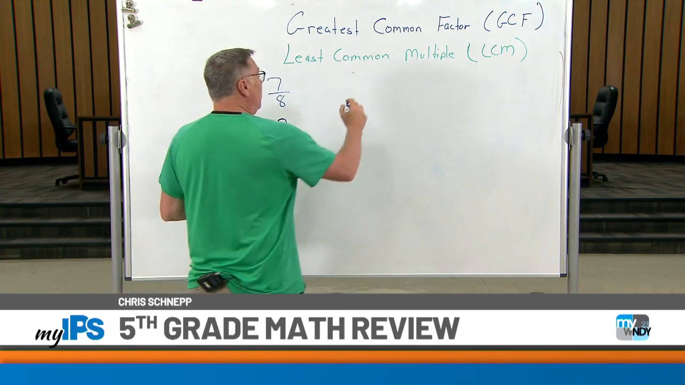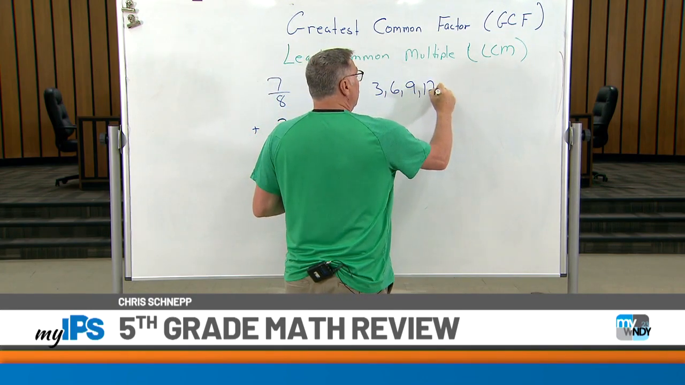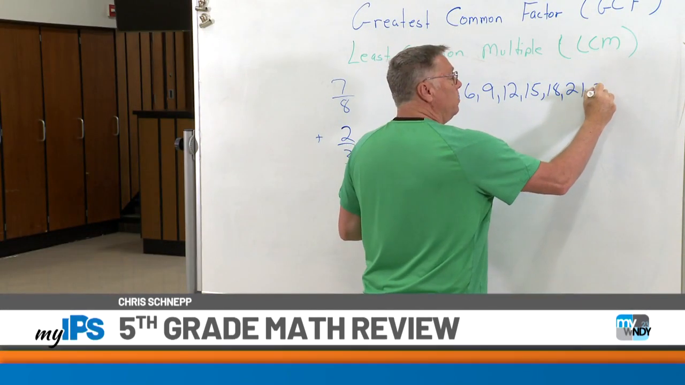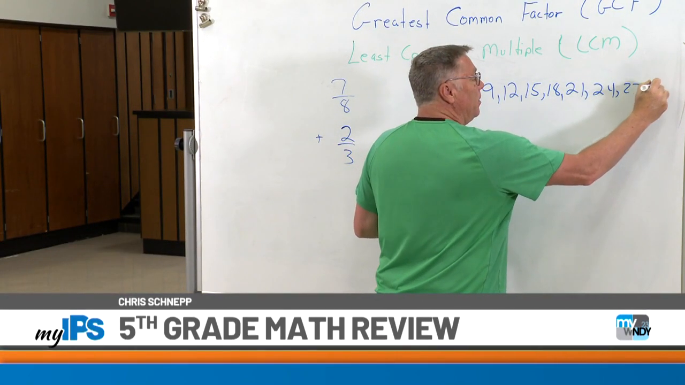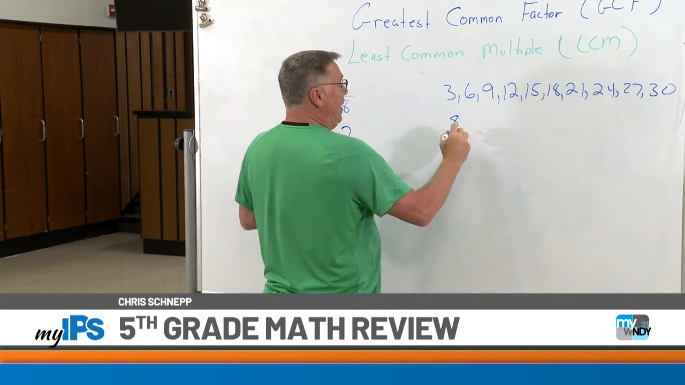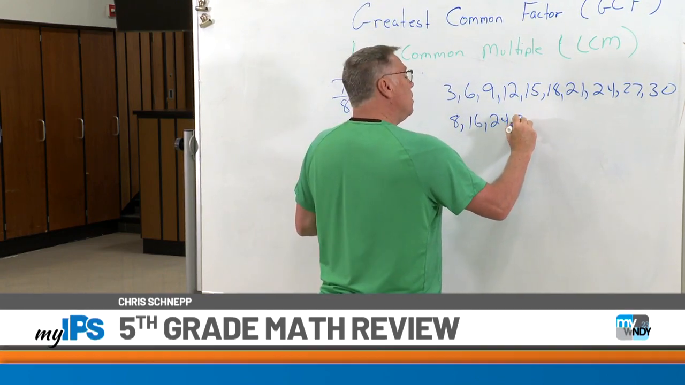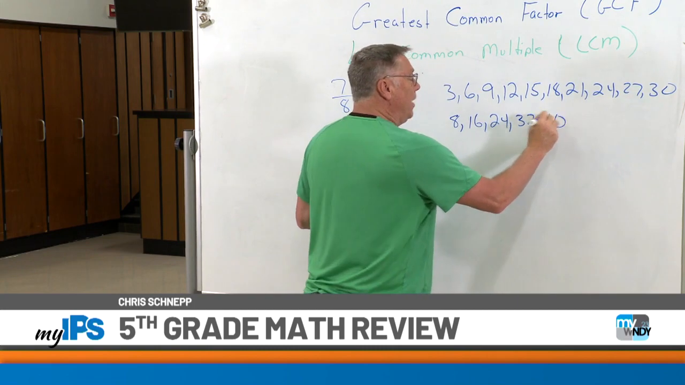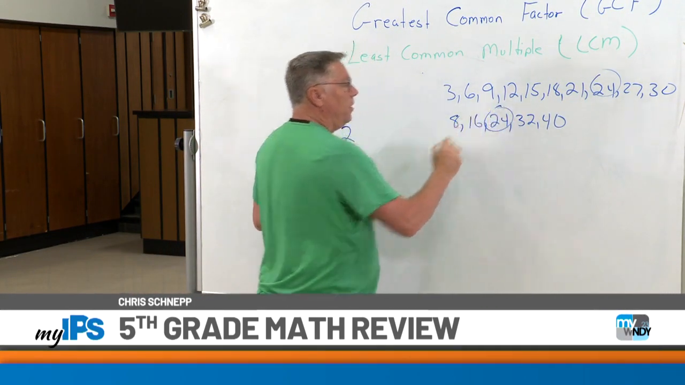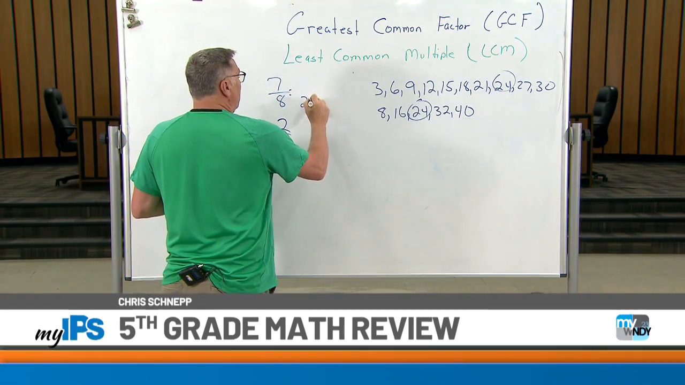So we'll start out with 3. The multiples of 3 are 3, 6, 9, 12, 15, 18, 21, 24, 27, 30. And then for the number 8: 8, 16, 24, 32, 40, and I can stop there because I already knew that I had a 24 up here and a 24 here. Okay, so 24 is our common denominator.